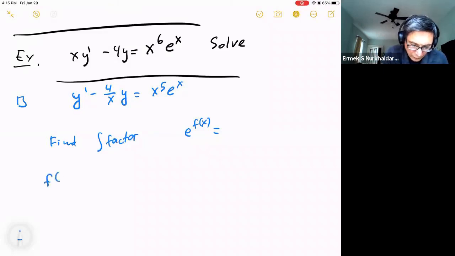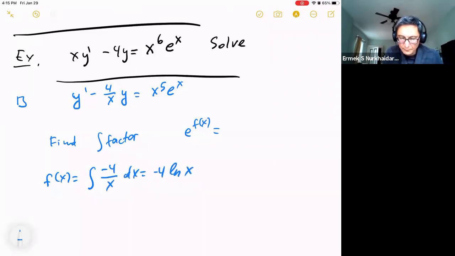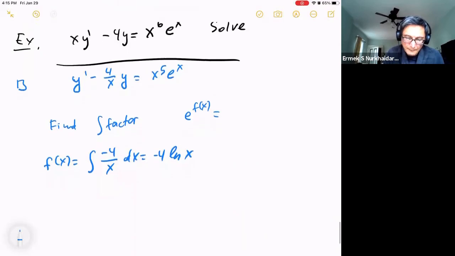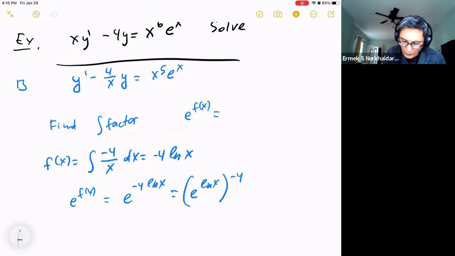So the integral factor. I calculated f of x. It's going to be the antiderivative of negative 4 over x dx, so negative 4 ln x. So the integral factor is going to be e to f of x. It's going to be e to negative 4 ln x. So e to ln x, then to the negative 4. So x to the negative 4. So that's my integral factor.